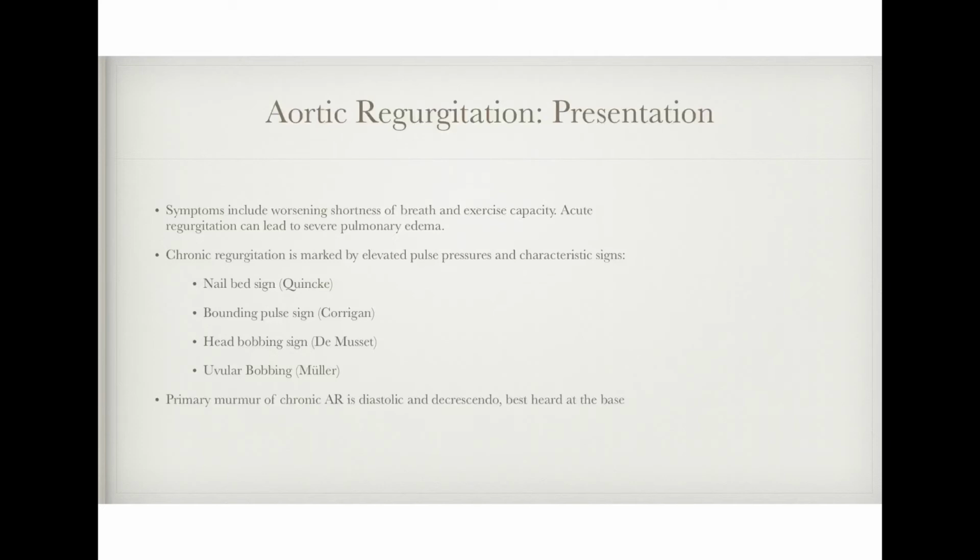The primary characteristic murmur of chronic aortic regurgitation is diastolic and has a decrescendo shape. It's best heard at the base of the heart. And here's what that sounds like.